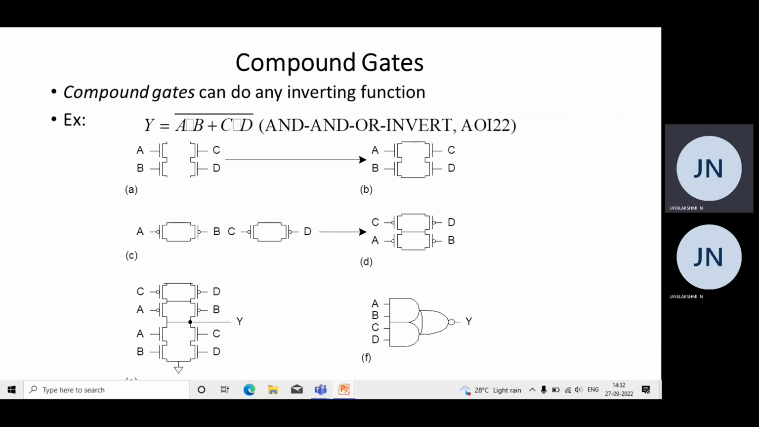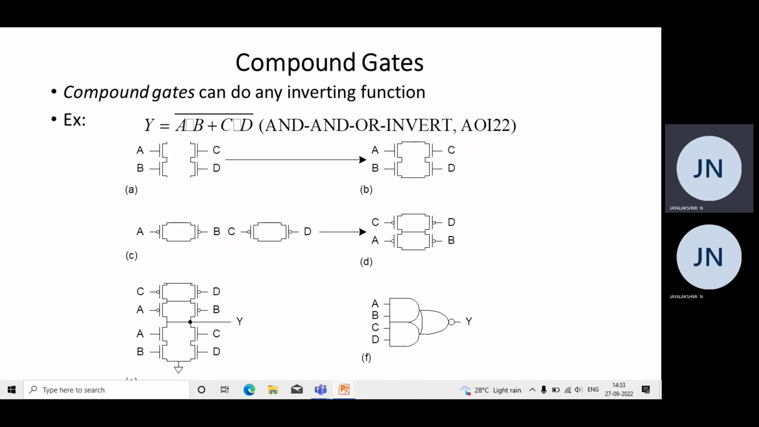Next we're going to see compound gates. Compound gates can do any inverting function. They are mainly used to reduce complex functions. Here we are taking a simple example: Y is equal to (A into B) plus (C into D), complemented.